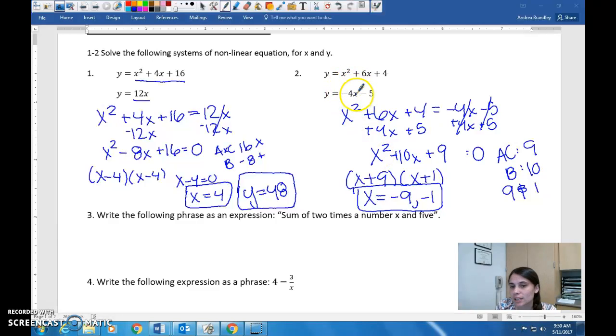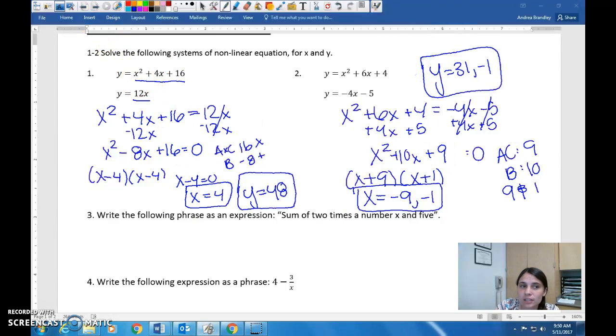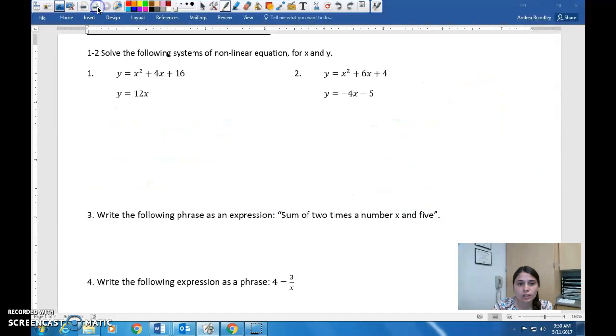Negative 4 times a negative 9 is a positive 36. 36 minus 5 is 31, so y equals 31. And if I plug a negative 1 in, negative 4 times negative 1 is 4. 4 minus 5 is a negative 1. So y equals 31 and negative 1. So those are just a couple of examples of solving systems of equations.